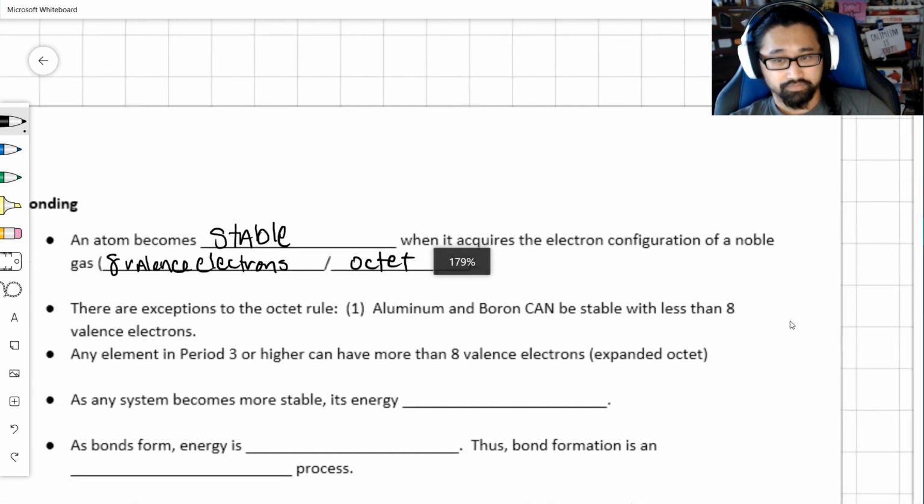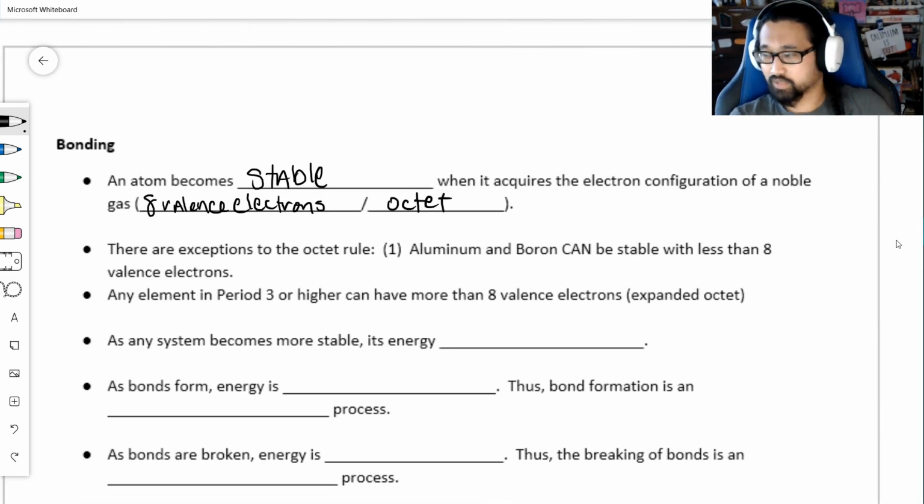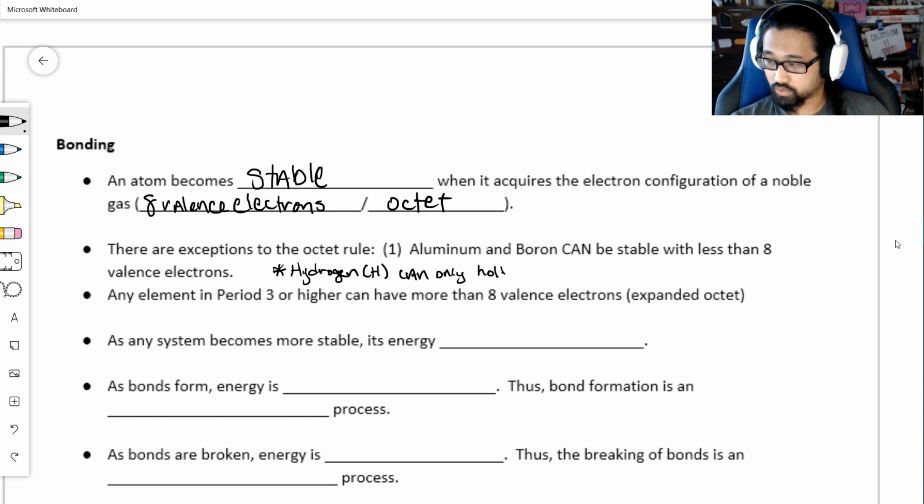Now, there are some exceptions. I'm not terribly bothered about the 2 exceptions that are listed. The big exception that you should be aware of, like a little asterisk here for yourself, is hydrogen, which is H, can only hold 2 electrons. That's kind of the biggest one that might be a red flag.